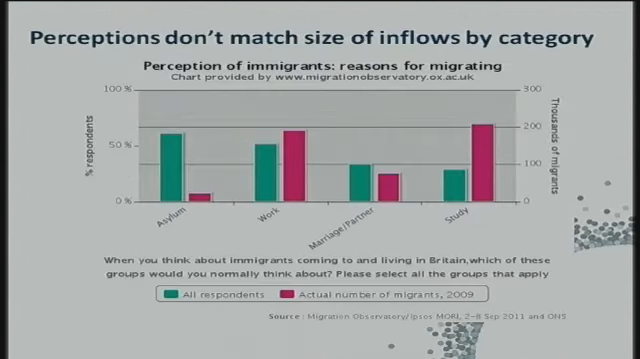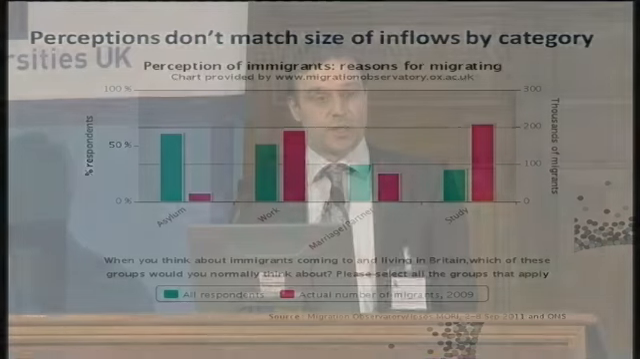What's interesting about this is that it's almost in total contrast to actual inflows. So 60% of the public think asylum seekers. Well, asylum seekers only constitute 4% of all migration inflows in the UK in 2009. Students, on the other hand, as we've heard today, constitute a very large share of migration flows, but very few people think of them as immigrants.